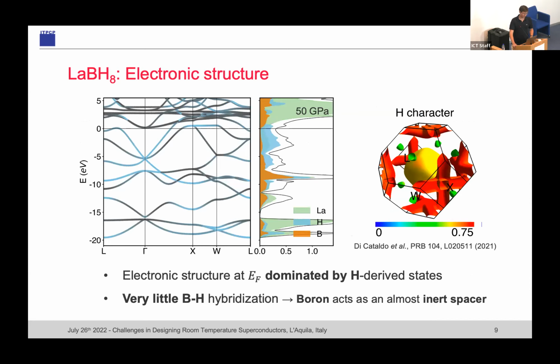So if we look at the Fermi surface of this compound and the electronic properties, you get the following picture. Again, we don't have a peak at the Fermi level in the DOS. Rather, not a pseudogap, but it's actually going down. But we do have a lot of hydrogen, and we do have a bit of lanthanum, but very, very little boron if you look closely. And on the right, again, the Fermi surface, a very similar picture to the yttrium compound before. You have hybridized states between the lanthanum and the hydrogen in the Brillouin zone center, and then at the Brillouin zone edges, you have basically very pure hydrogen states. And this again justifies the picture that the boron in this compound acts as an almost inert spacer and helps us put more pressure on this compound.